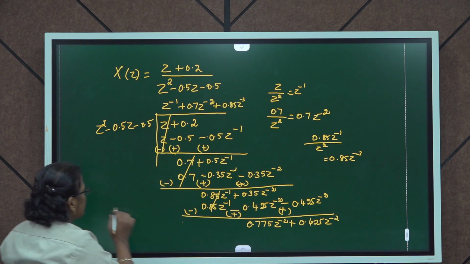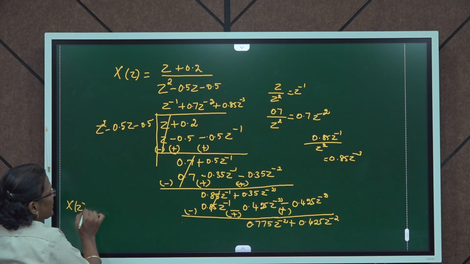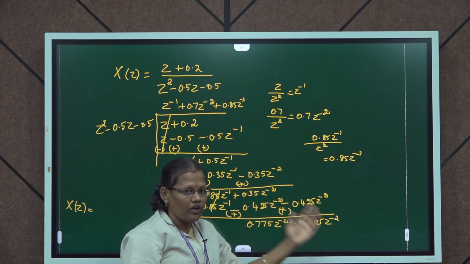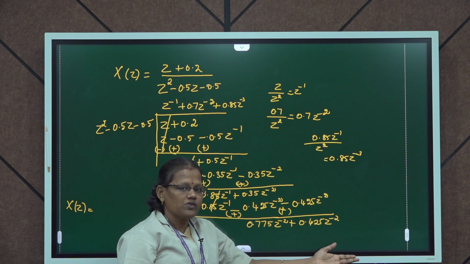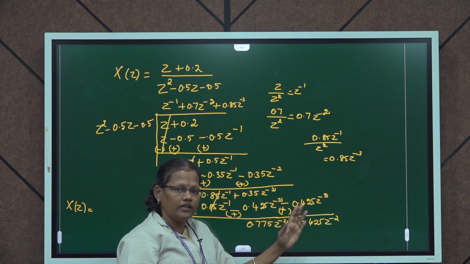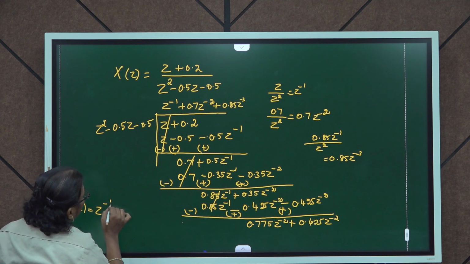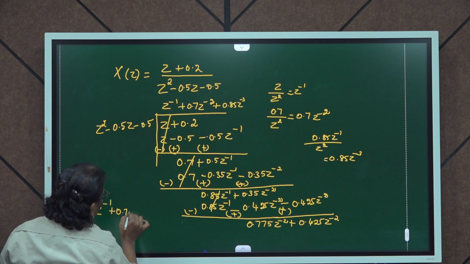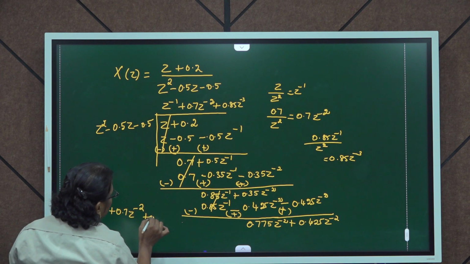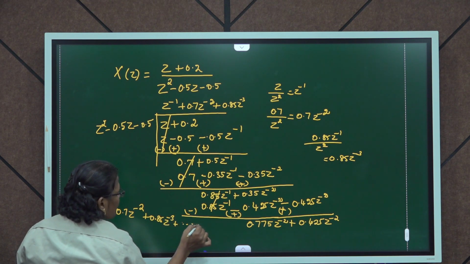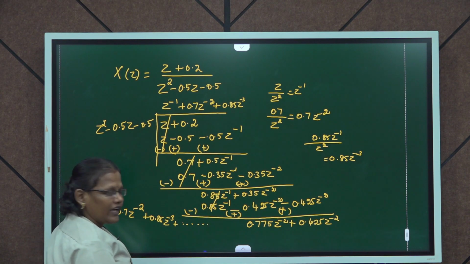Here our aim is that x of z can be written as the quotient. Actually this division is prolonging up to infinity, so we are limiting it here, and we can write this as x of z is equal to z power minus 1 plus 0.7 z power minus 2 plus 0.85 z power minus 3 plus etc. It will go up to infinity.